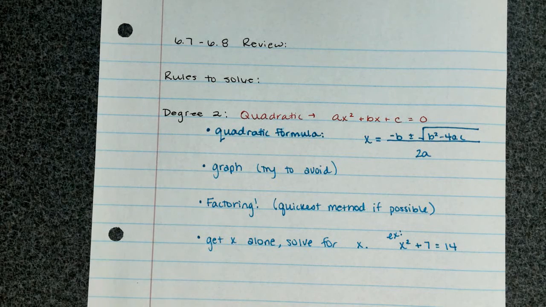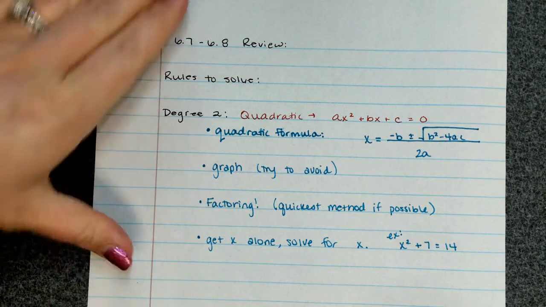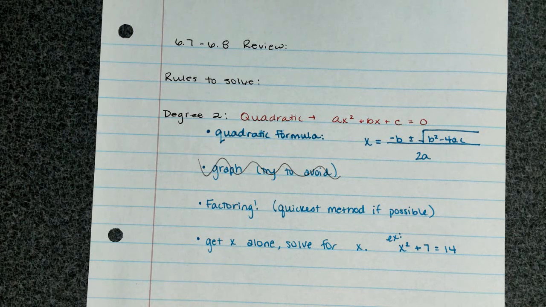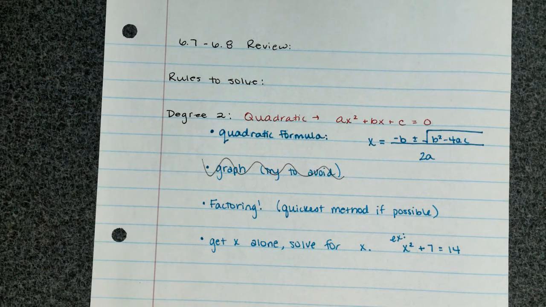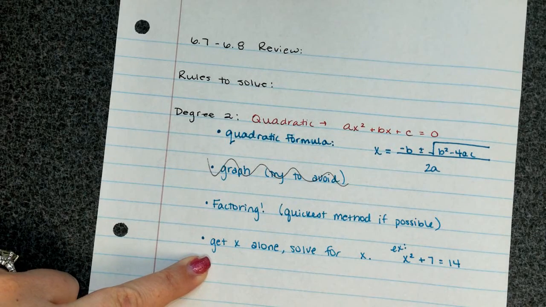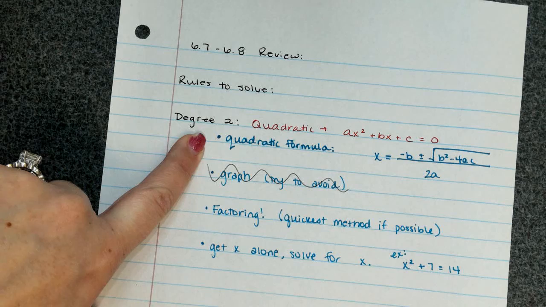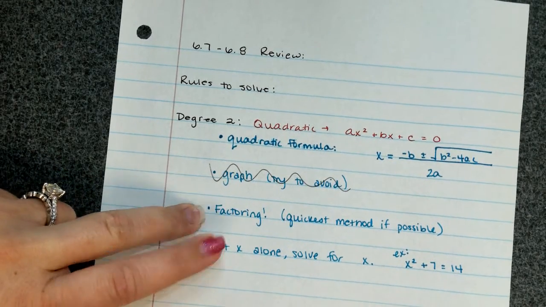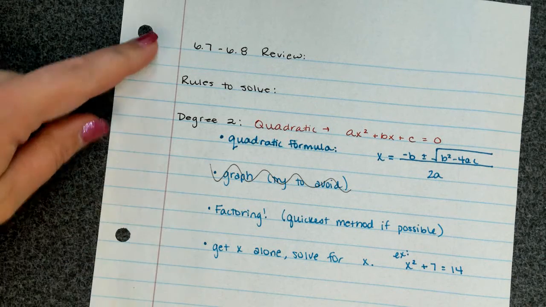Like I said, try to avoid graphing, so I'm actually going to cross this one out because this is not one that we've used during this unit because it doesn't allow for accuracy. So that one we avoid altogether. Meaning we have these 3 methods that will always work when it comes to quadratics. If it's possible, we can factor. Sometimes it's not possible. Getting x alone only works in some scenarios. The quadratic formula is always your go-to if these 2 don't work. These 2 are going to be faster if it's possible than quadratic formula.